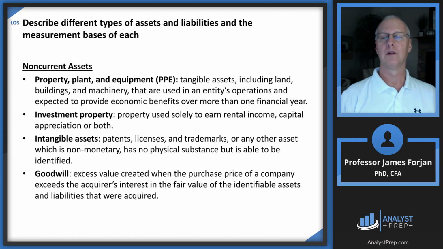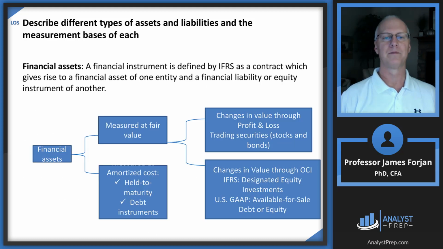Investment property: these could be apartment buildings or malls or parking garages, used solely to earn rental income. Intangible assets include things like trademarks or licenses or patents. Goodwill, as I said a few minutes ago, arises after some kind of a merger or an acquisition. It's the excess value created when the purchase price of a company exceeds the acquirer's interest in the fair value.